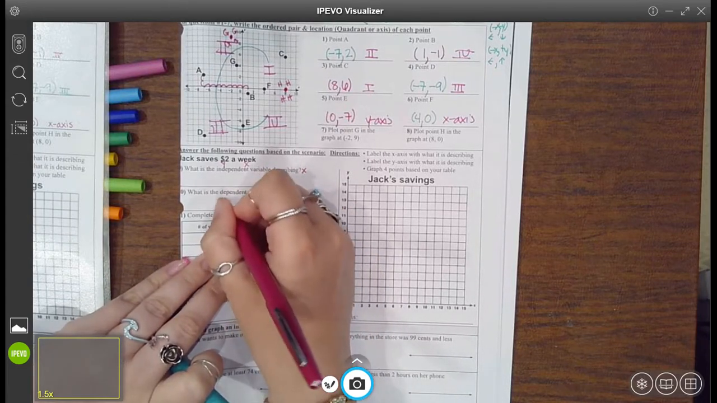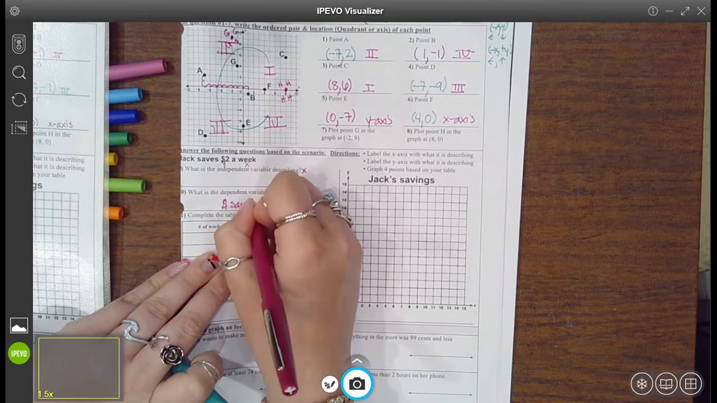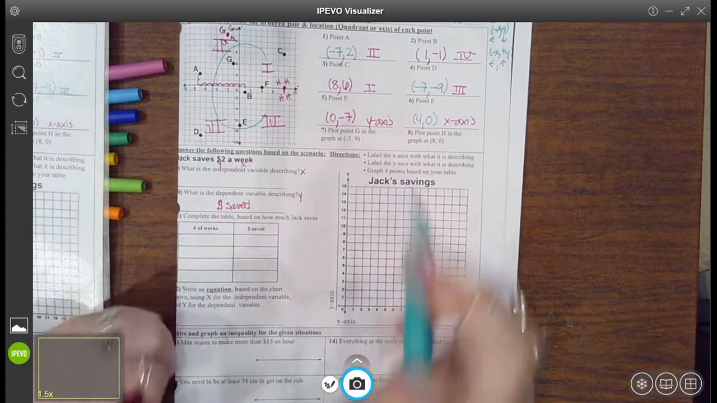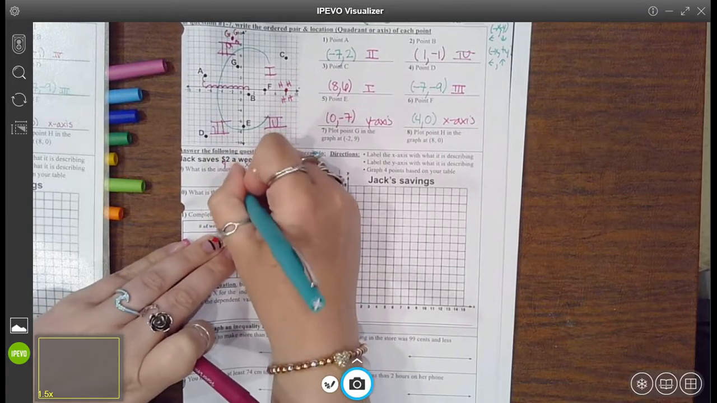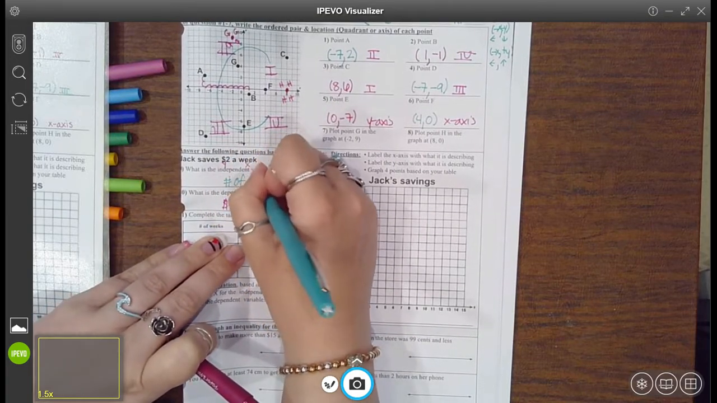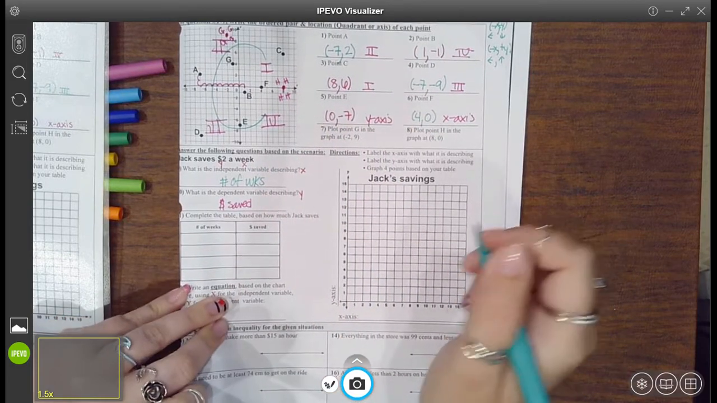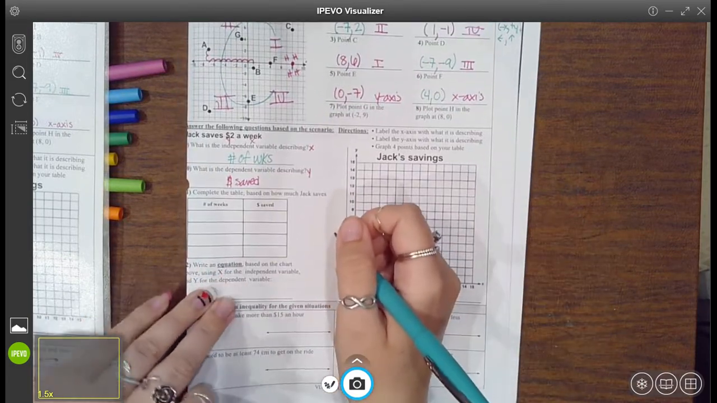Hopefully you said something like the money that he saves, like the total money saved, is your Y. And that depends upon, well, how many weeks has he been saving? Because after 1 week, he'll have $2. After 2 weeks, he'll have $4. 3 weeks, he'll have $6, and so on.